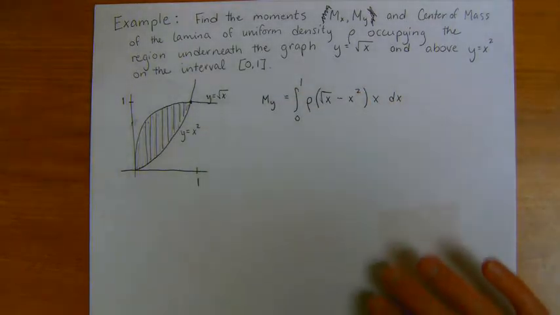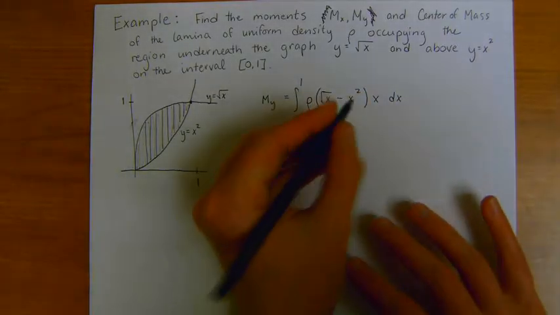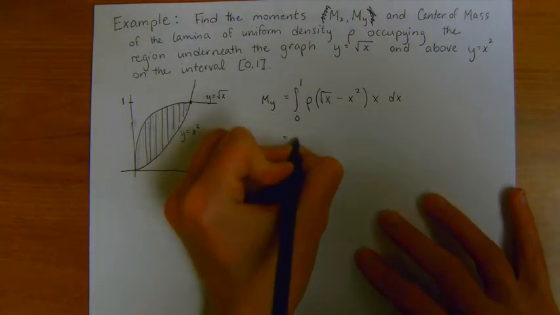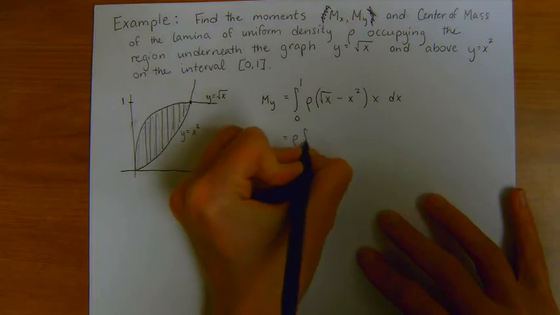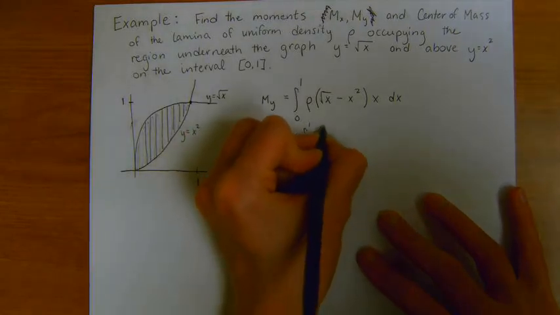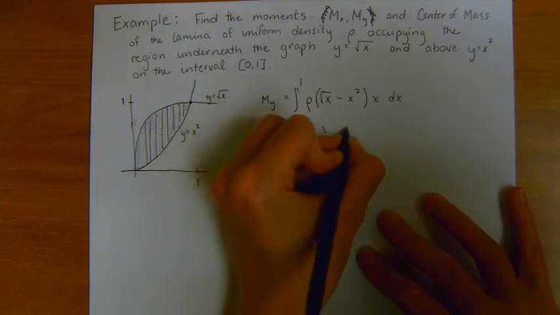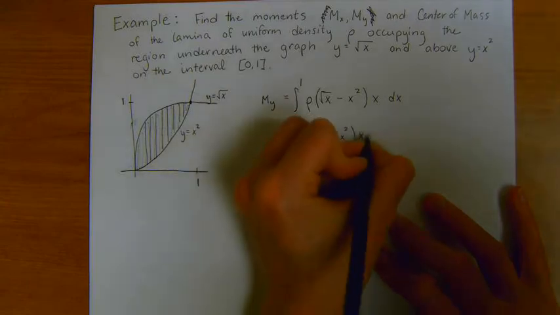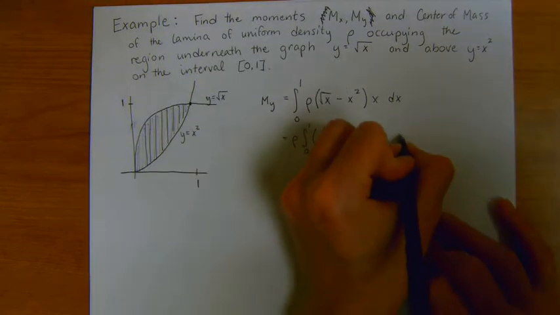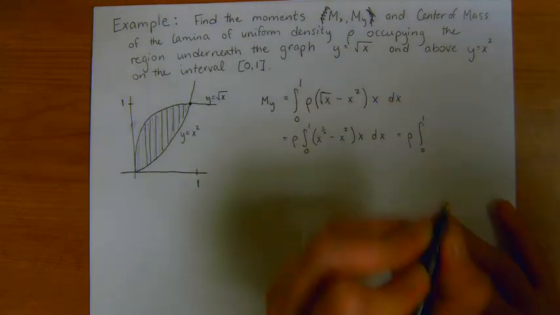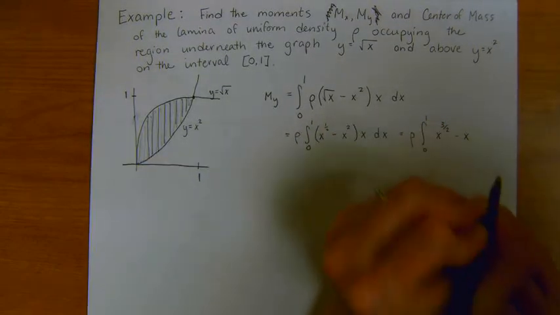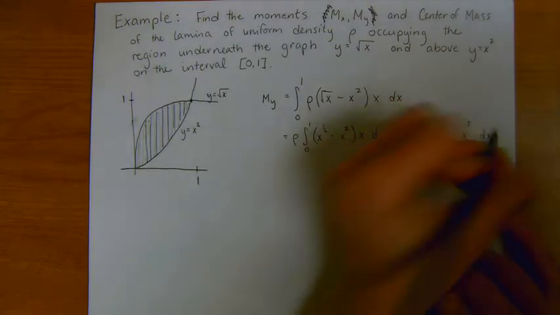dx. This ends up being a straightforward integral, although it'll take a little bit of computational power to do it. I can follow the power rule. This becomes rho times the integral from 0 to 1 of x to the 1/2 minus x squared, times x dx. I'm going to do the distributive property and get rho times the integral from 0 to 1 of x to the 3/2 minus x cubed dx.